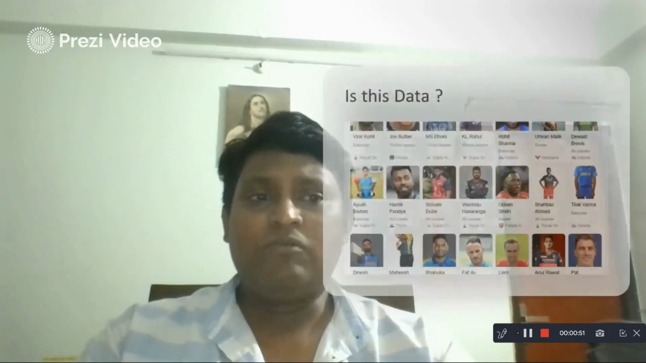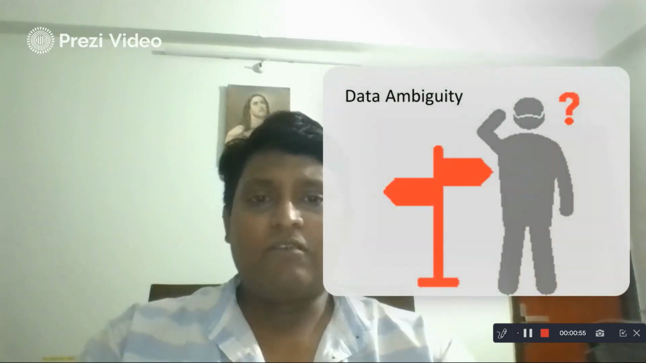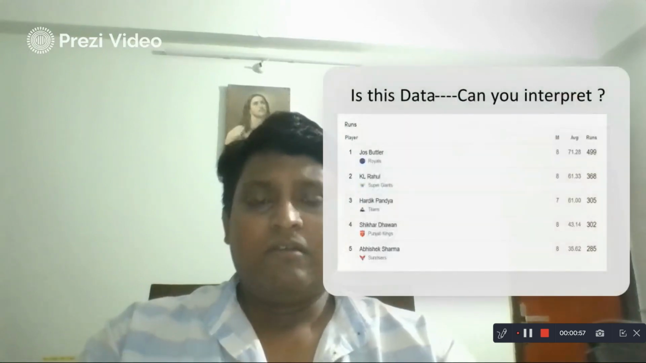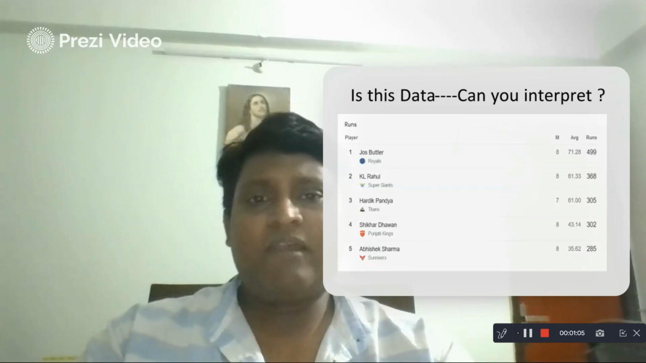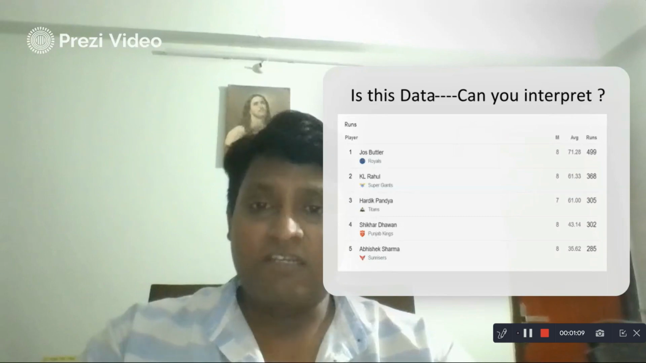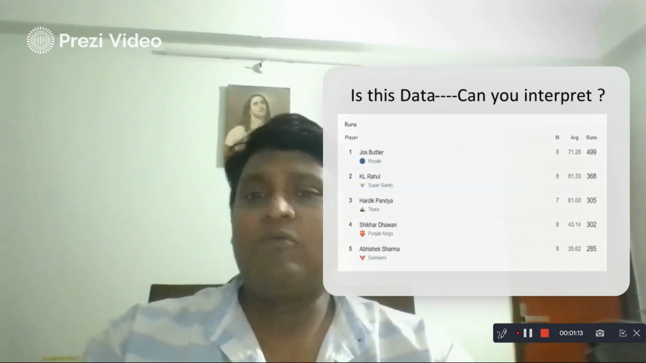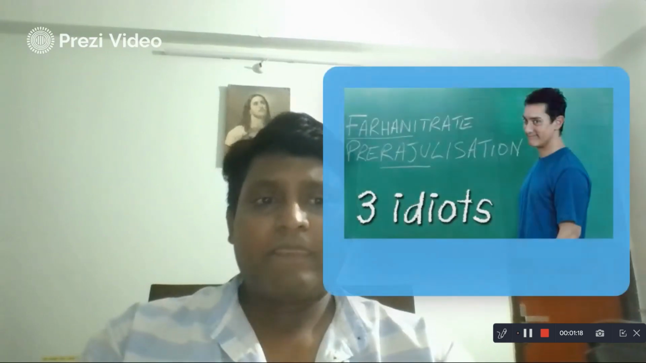So what should we do? We should try to focus upon the explanation of it. Another example: can you interpret this data? There are players and it is showing the matches they have played, the average score they have and runs. Yes, it is data, but it is not easy to understand for everyone. Only people who have an interest in cricket can comprehend it.